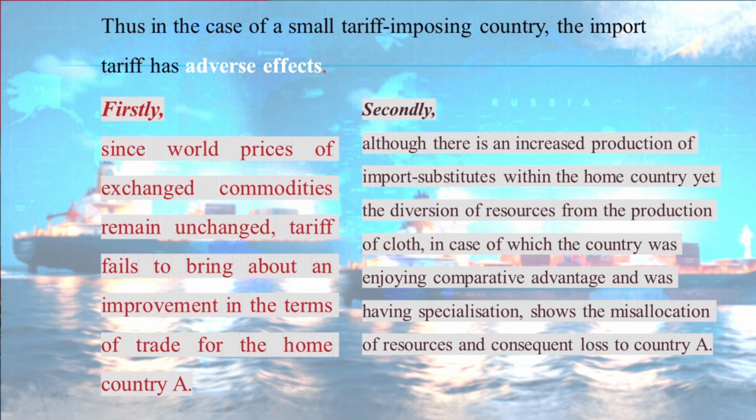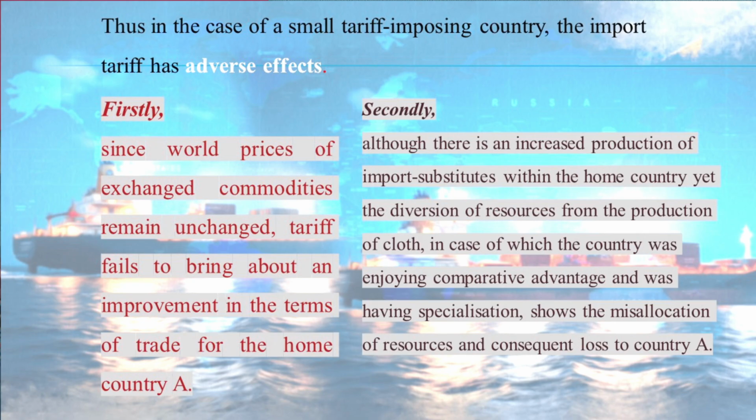Firstly, since world prices of exchange commodities remain unchanged, tariff fails to bring about an improvement in the terms of trade for the home country A. So the first thing is that the TOT, the terms of trade for the small country, that is in our example country A, does not improve. Okay, that is the first observation, that is the first finding or effect.